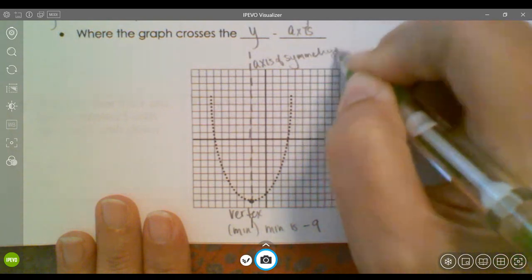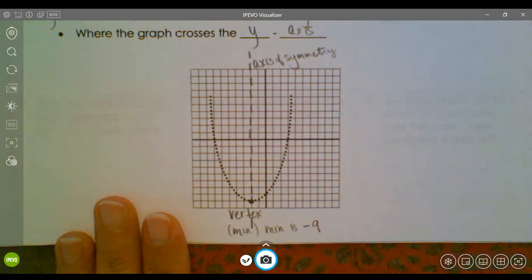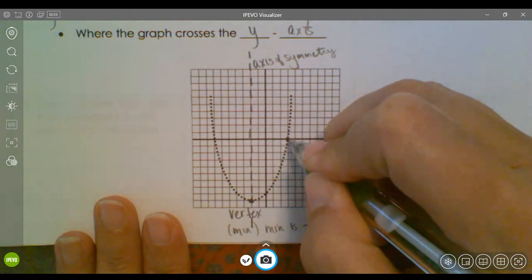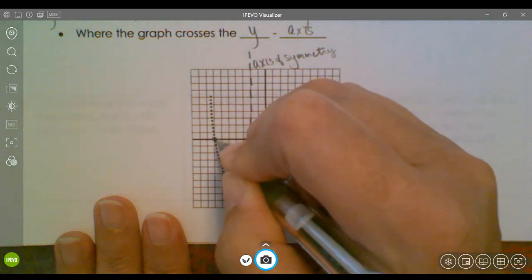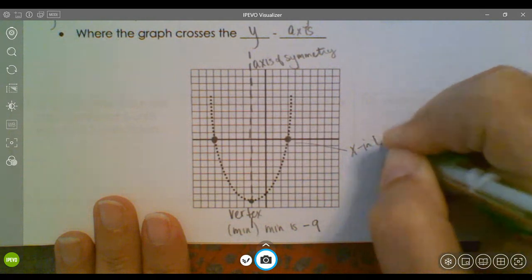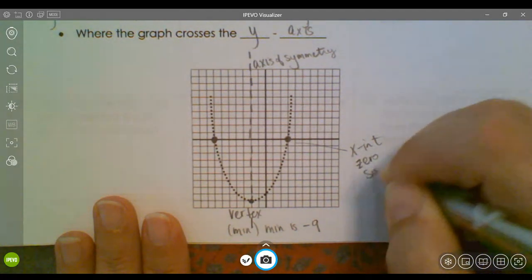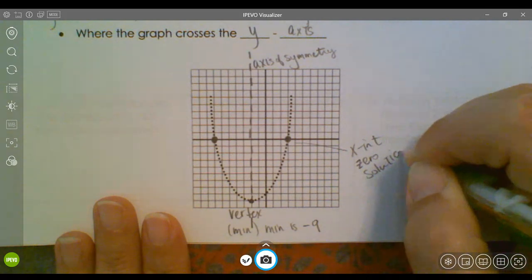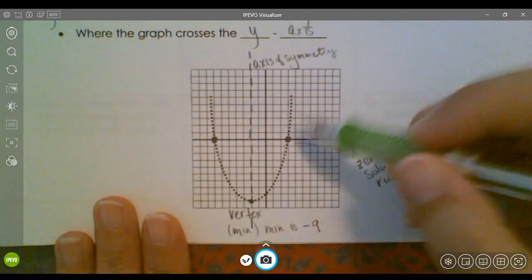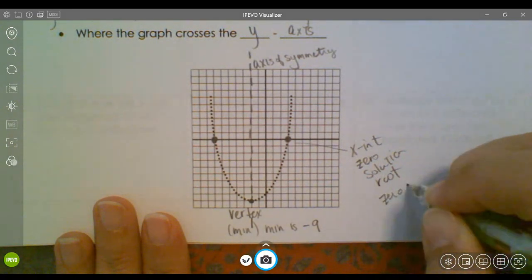So plot the axis, plot the vertex, and draw a vertical line through it. All right, next, let's look at the x-intercept. This actually has two of them. So this is my x-intercept, also known as a zero, also known as a solution or a root. And for this case, we have a zero at 3.